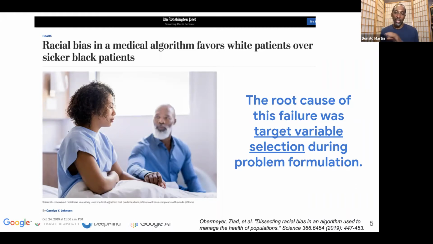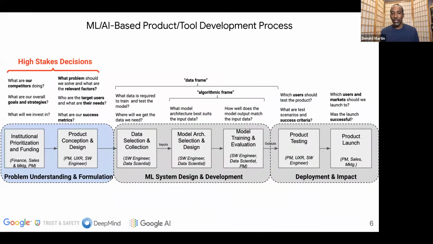So let's take a look at the end-to-end product development process to see where this sort of decision takes place. This diagram depicts a typical product or tool development process. This particular one focuses on ML as an element of the system that's being designed. And we typically focus on that middle gray section that's called ML system design and development.